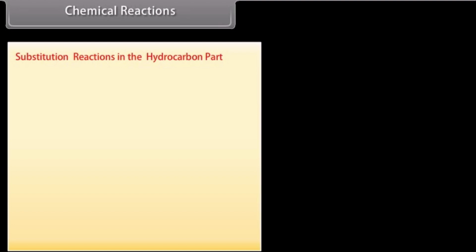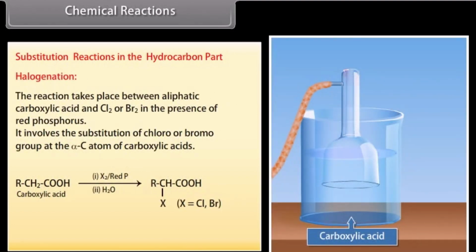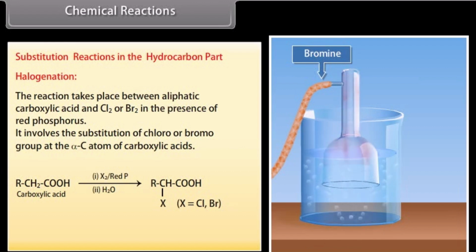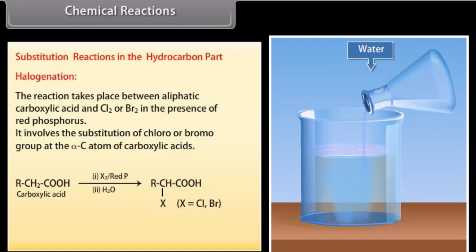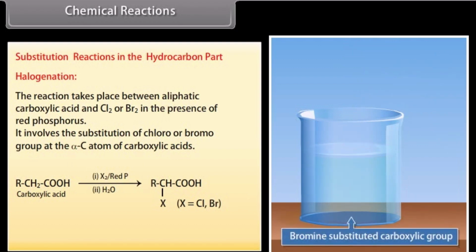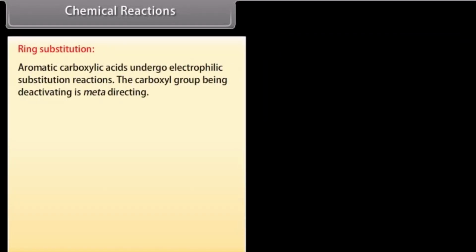Chemical reactions. Substitution reactions in the hydrocarbon part. Halogenation. The reaction takes place between aliphatic carboxylic acid and chlorine or bromine in the presence of red phosphorus. It involves the substitution of chloro or bromo group at the alpha carbon atom of carboxylic acids. The reaction is known as the Hell-Volhard-Zelinsky reaction. Ring substitution. Aromatic carboxylic acids undergo electrophilic substitution reactions.